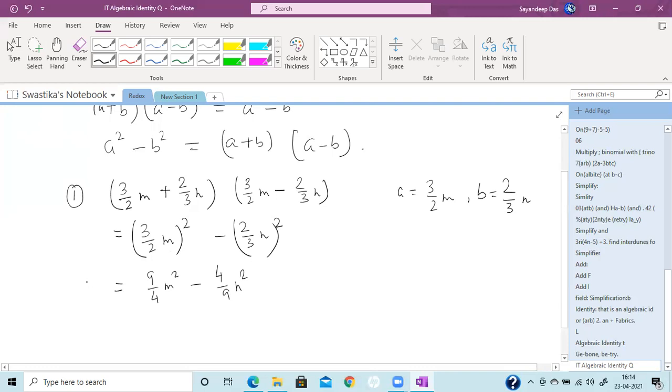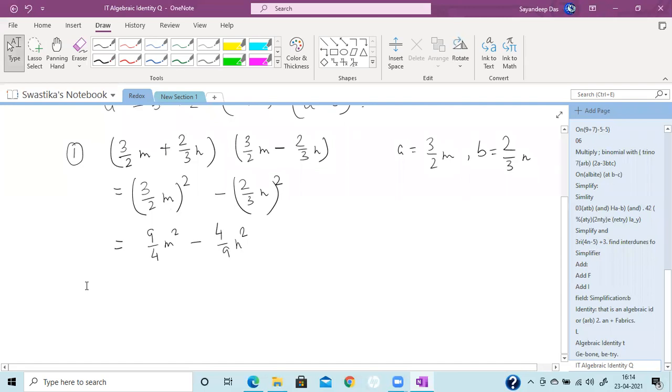Similarly, suppose you are given to multiply this kind of binomial.